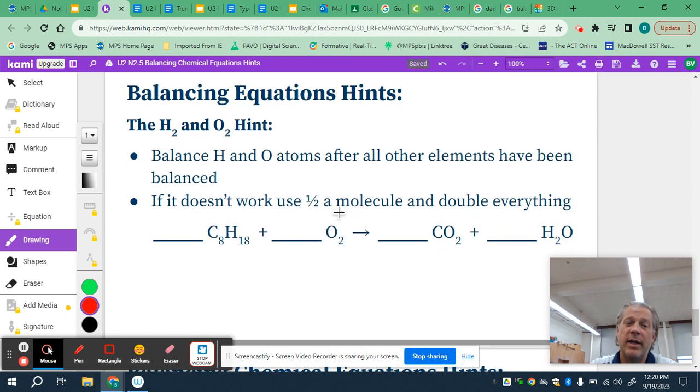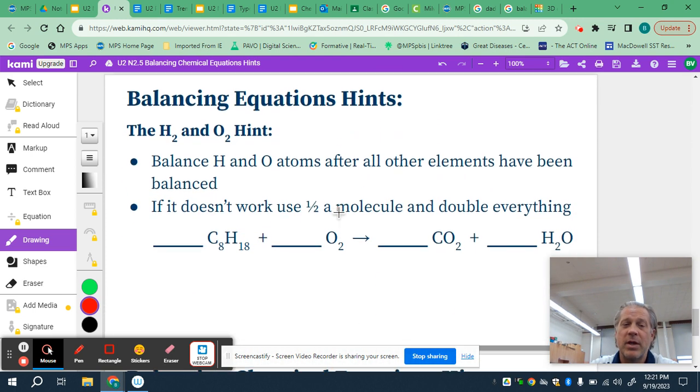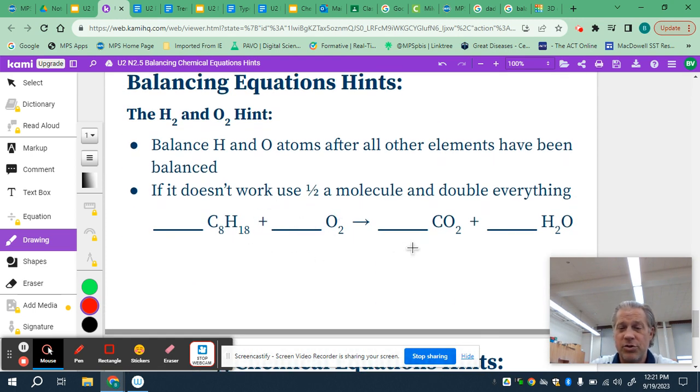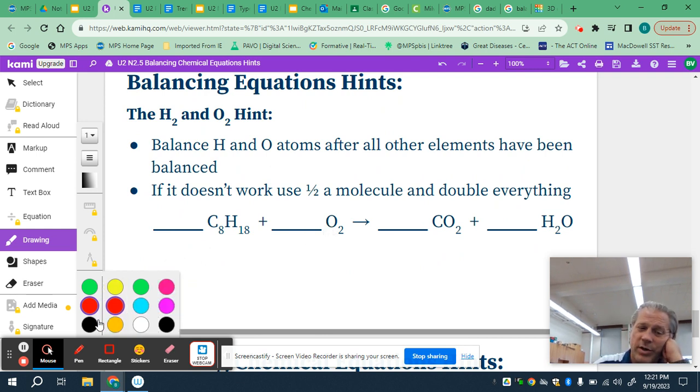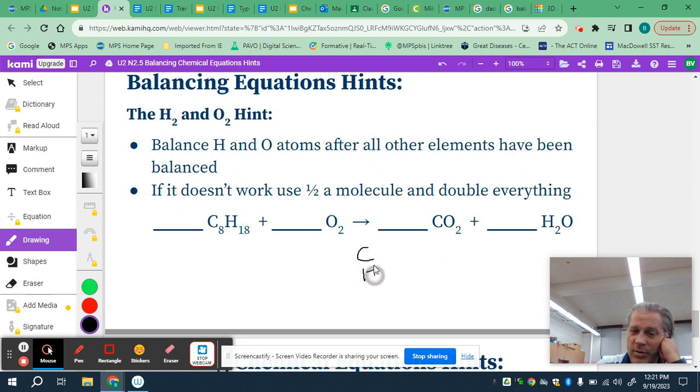And the H2 and the O2 hint. So with some of these trickier ones where you see oxygen as one of the last elements, we tend to balance the carbon and the oxygens last if they're in the same equation. So this one here, we're going to start with the carbon. So we have carbon on both sides, hydrogen on both sides, and oxygen on both sides.